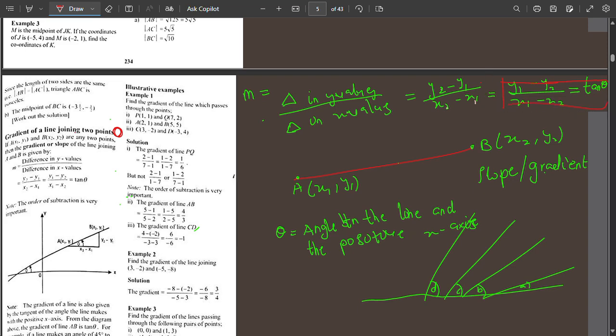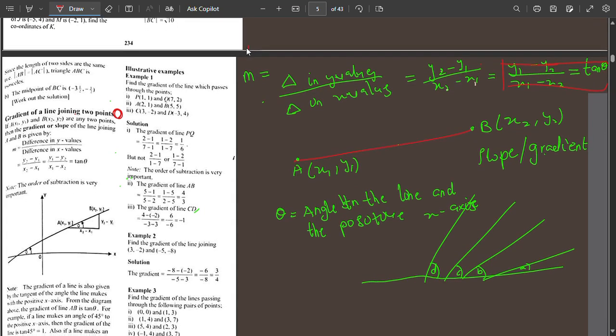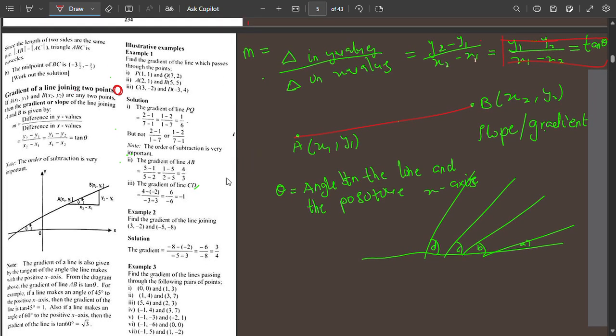Like all other subjects, topics or subtopics, to grasp the concept very well, we need to solve examples and we need to understand it very well. So solving examples is part of the learning process.